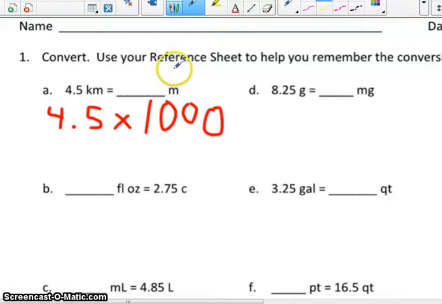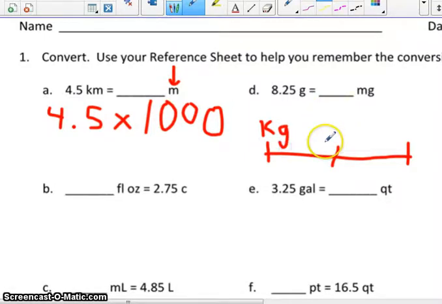Meter is the standard unit of measurement in metric. It's like the middle guy. There are a lot of different units, but the ones we're going to use the most are just a few of them: kilogram, gram, and milligram.